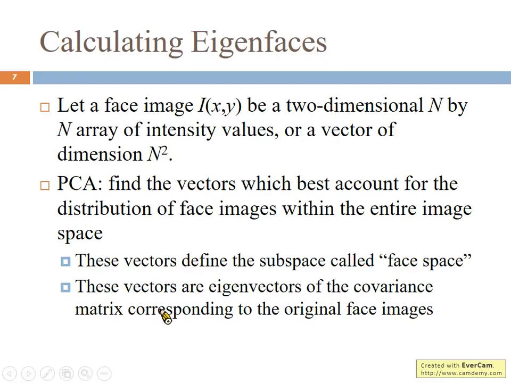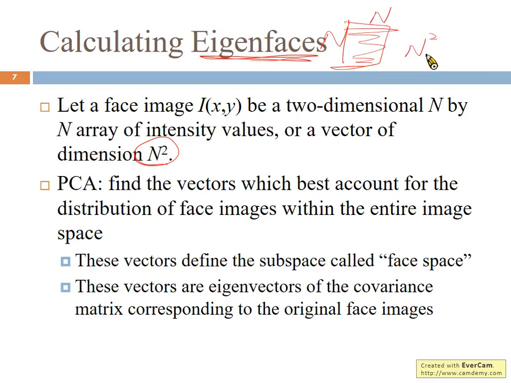The first step, when we are given the training data, is to calculate the eigenfaces. So how can we do that? Let a face image I(x,y) be a two-dimensional n by n array of intensity values, or a vector of dimension n squared. If we just take the intensity values of a given n by n image, we can transform it into an n squared dimensional intensity vector.